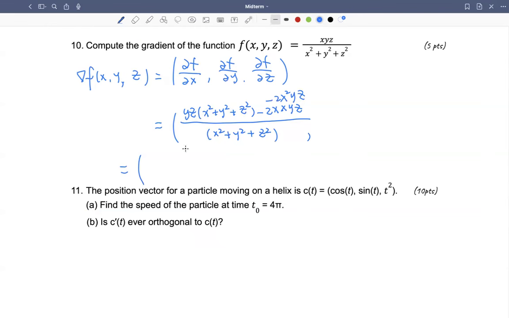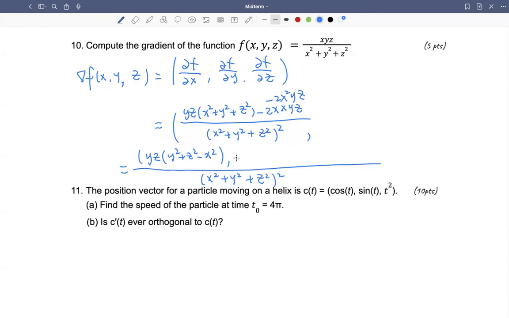So we see we don't really have to calculate yz. We just get x squared minus 2x squared. So we get yz times, y squared plus z squared minus x squared, for the first component. Then, just not to write so many, all divided by the same denominator, x squared plus y squared plus z squared, squared. That's by the quotient rule.